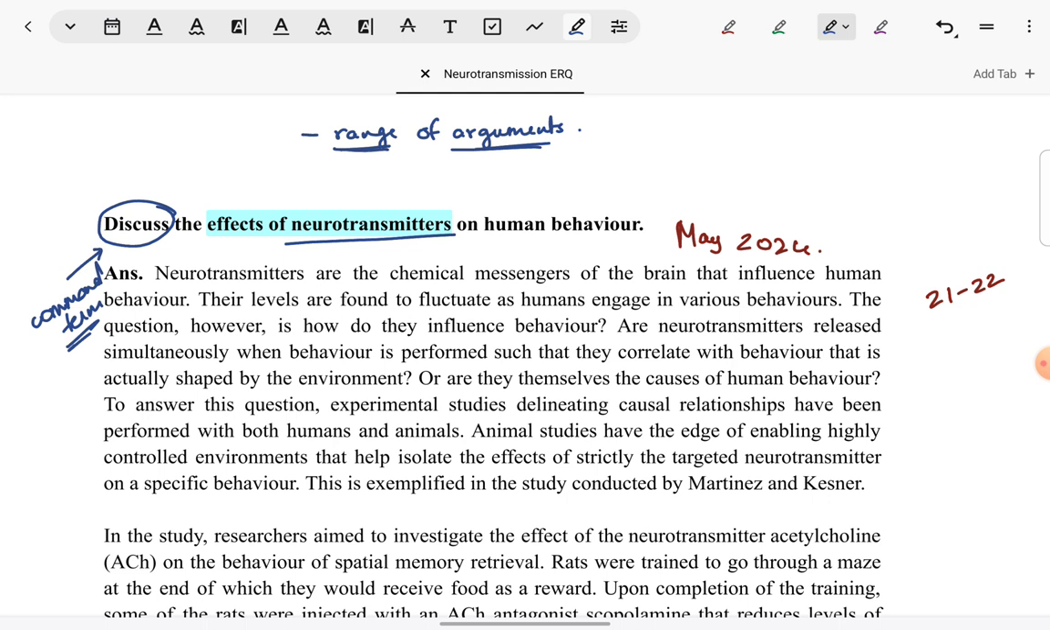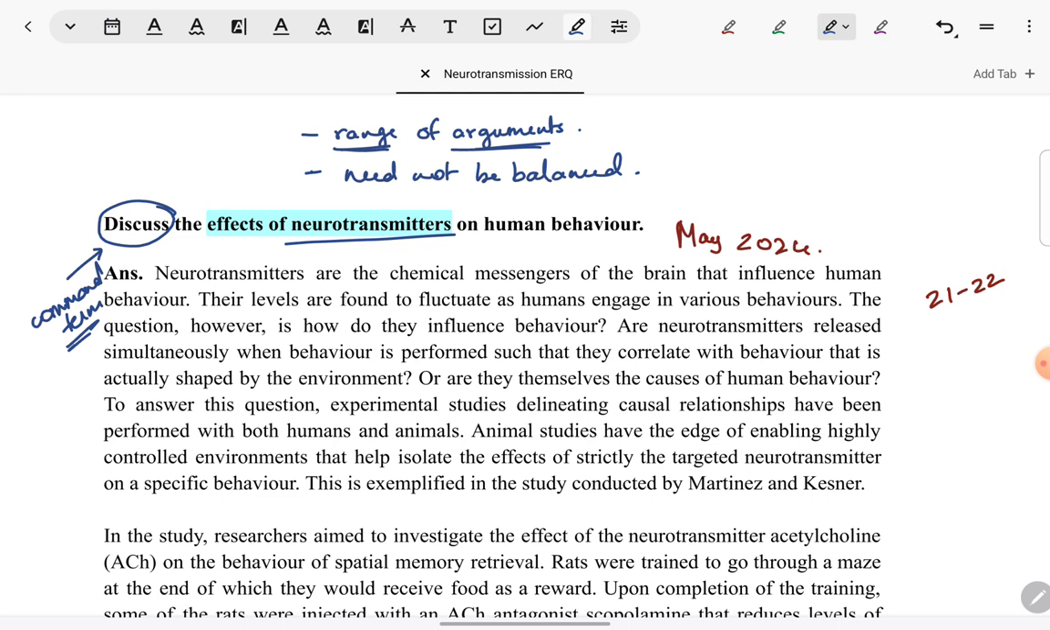Now, what differentiates a discuss question from an evaluate question is we do not have to be balanced in our view. Undoubtedly, a superior answer does cover both pros and cons of a topic when it comes to arguments, but it need not be balanced. If we want, we can be more critical of the topic in question, or if we want, we can be more supportive of the topic. So these are the 2 things we need to keep in mind when we see the discuss command term.